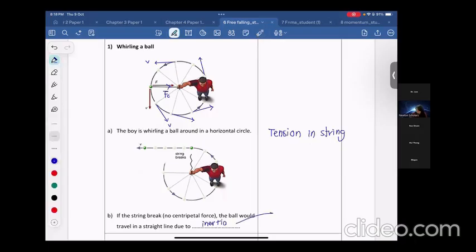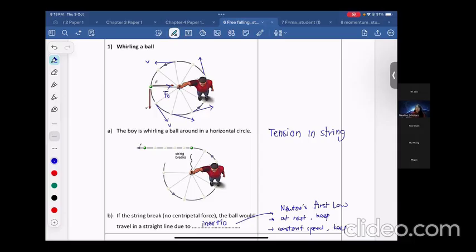What is inertia? Actually, this is Newton's first law. Newton's first law says that an object at rest will keep on at rest. If an object is moving with constant speed or constant velocity, it will keep this motion.